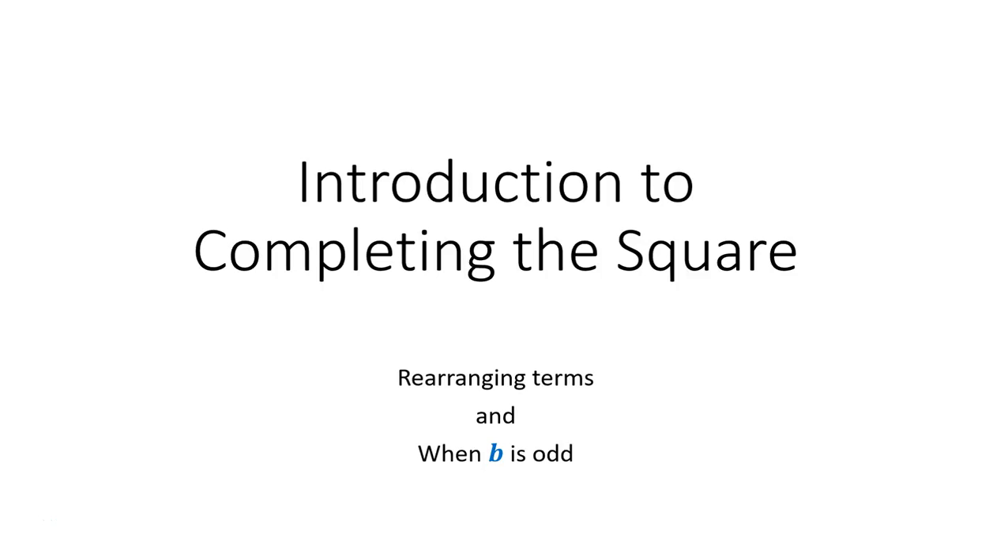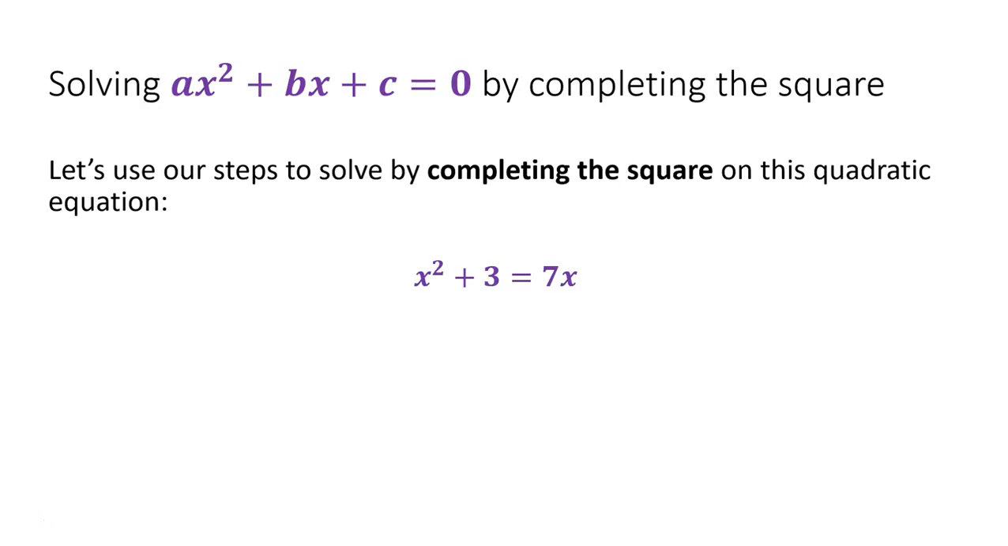Let's look at some special situations that can arise when we solve quadratic equations by completing the square. In this example, we're going to have to rearrange some terms and deal with the fact that b is odd. Here's our beginning equation: x squared plus 3 equals 7x. And we want to use the steps we've seen before to solve this by completing the square.